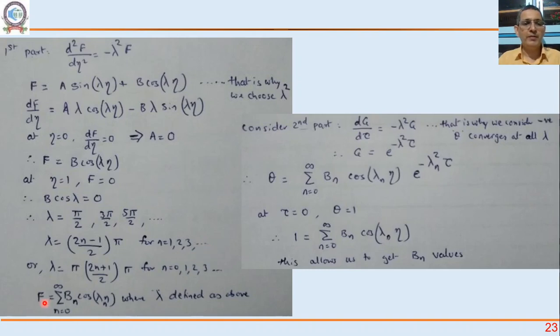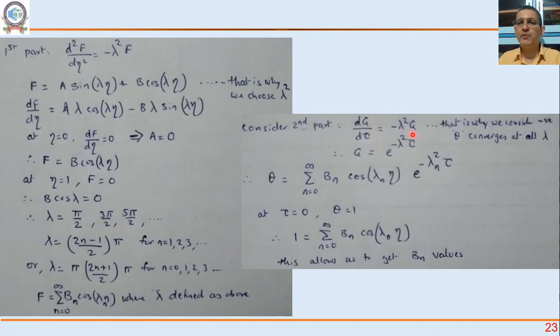So f would be summation of n equal to 0 to infinity bn cos lambda n eta. This can be a summation because all such terms will satisfy this condition. That's why we are writing it as a sum. And bn, those many bn's will be required. Right? Lambda is defined as this.